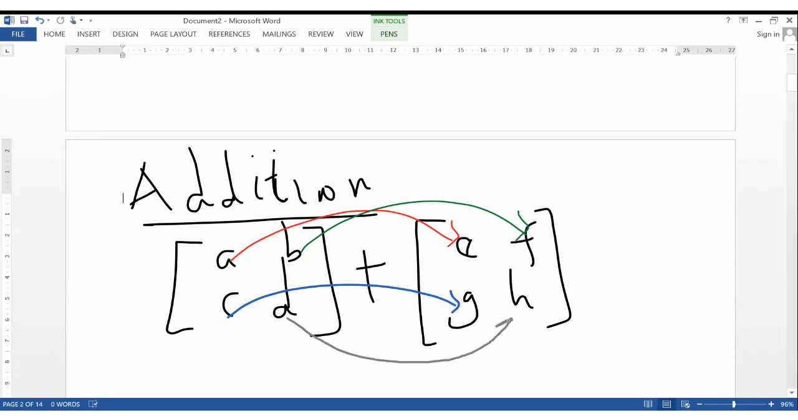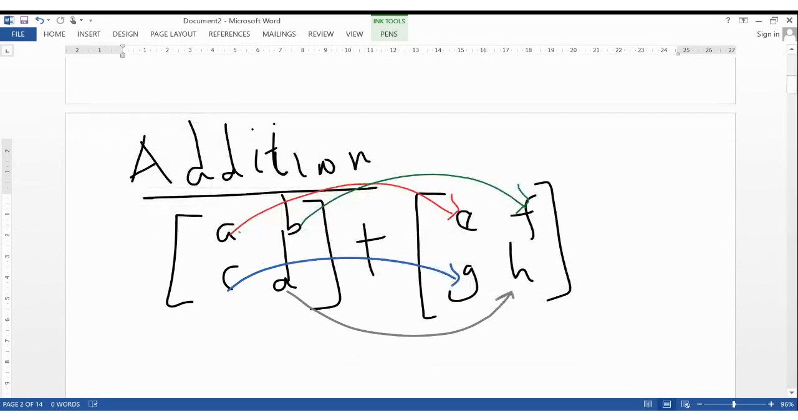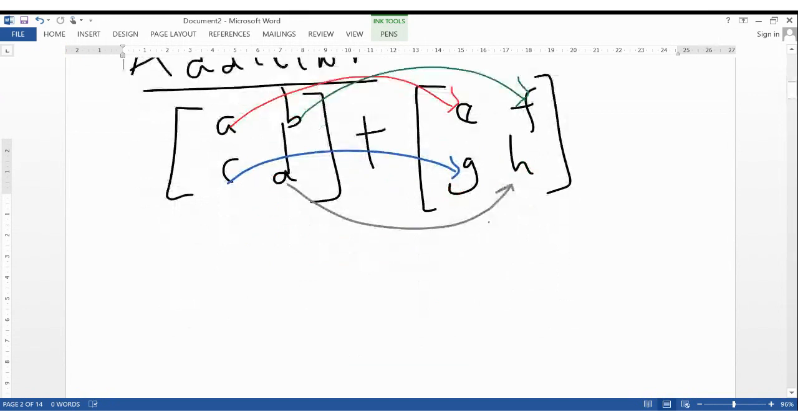Even in subtraction, I'll still do the same thing. So you add the corresponding elements that appear at a particular row and a particular column. This one is the first element in the first row, first column, A. Then we have the E, first row, first column. So that's why we add them. Even in subtraction, we shall still be able to do the same. So I'll give you an example.